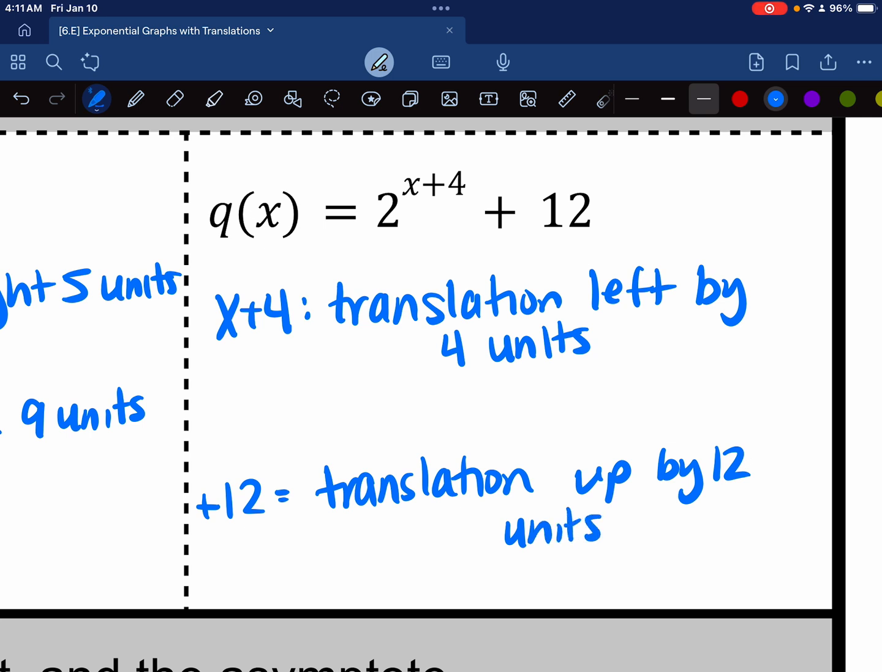It's also worth mentioning, a lot of times your book calls it a slide instead of a translation. That's fine as well, okay? If you choose to use the word slide, I have no problems with that. But make sure to say which direction it's going, like up, down, left, right, and by how far.